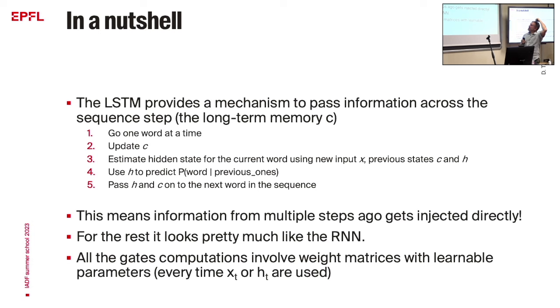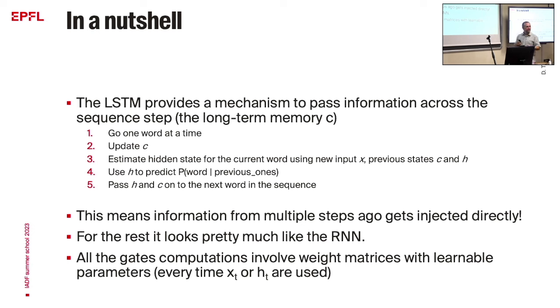Nice. So basically the LSTM took the RNN and added this memory vector C that allows you to propagate information back in the past, okay? As for the RNN, you go one word at a time, and what you do is update your long memory vector, and then you estimate the current vector to make your prediction, and then you pass them both to the next word. So basically, it's very similar, despite what Schmidhuber tries to convince you of.